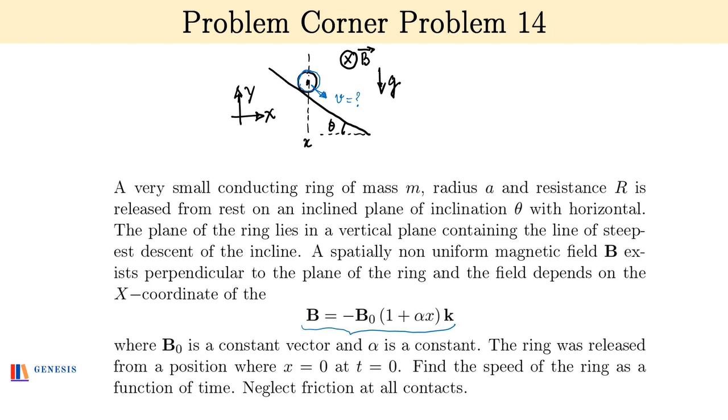The ring was released from a position where x is equal to 0 at t is equal to 0. Find the speed of the ring as a function of time. Neglect friction at all contacts.